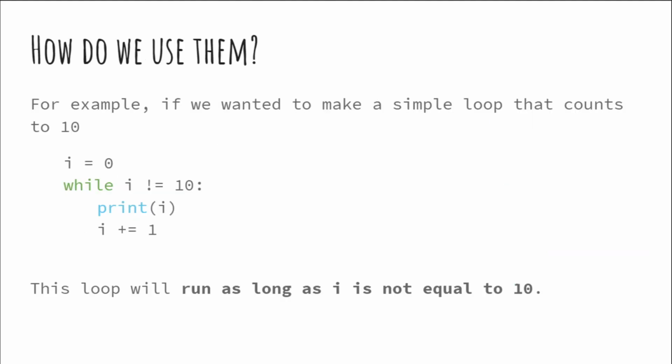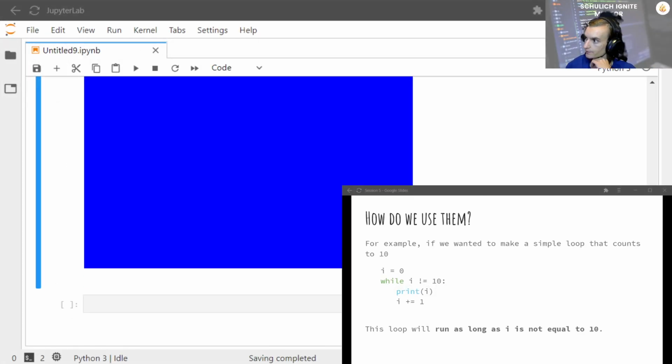So how do we use them? This is a simple example of a while loop. It just counts to 10. We start by saying I equals 0, and then we check while I is not equal to 10. Remember from one of our previous lectures that the exclamation point equals means not equals. So while I is not equal to 10, we print I, and then I plus equals 1, so we increase I by 1. That will run as long as I is not equal to 10. We will do a quick demonstration of that.